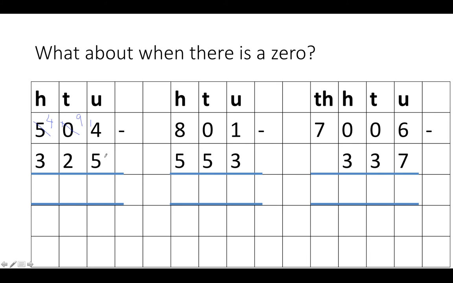So 14 take away 5 is 9. 9 take away 2 is 7. And 4 take away 3 is 1. Let's do that again. So have a look.